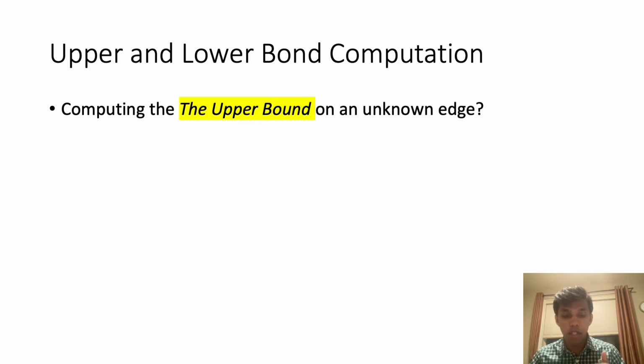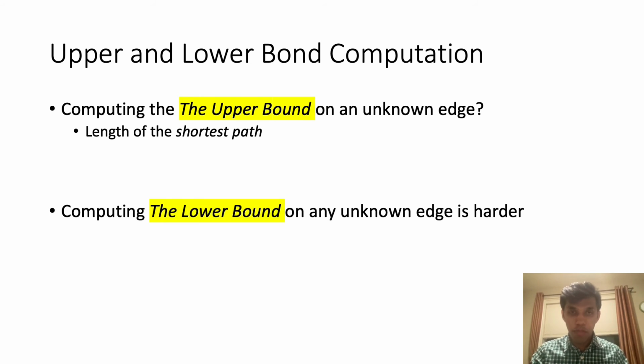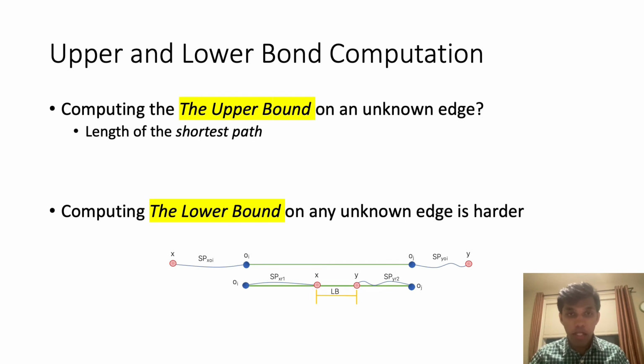The upper bound computation is far simpler. All you have to do is to find the shortest path from one endpoint of the unknown edge to the other endpoint, and that shortest path's length is the upper bound. However, the lower bound computation is far harder. To give a perspective, let's take an example here.